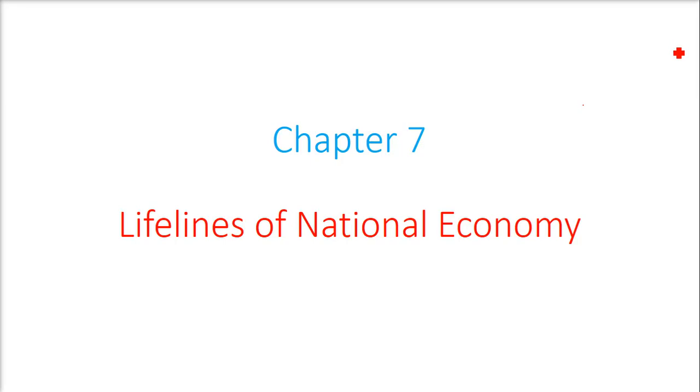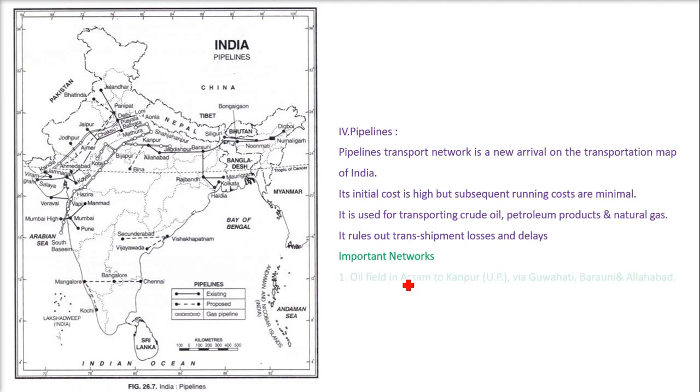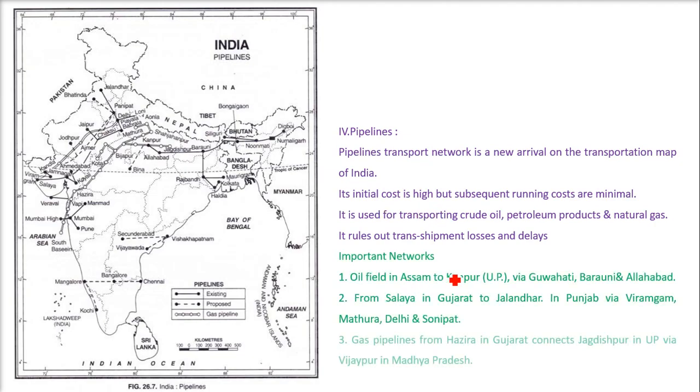We are discussing chapter number 7, which is Lifelines of a National Economy. Let us talk about the pipelines. So there are 3 pipelines. Let me tell you the 3 pipelines first, and then we understand the content here.